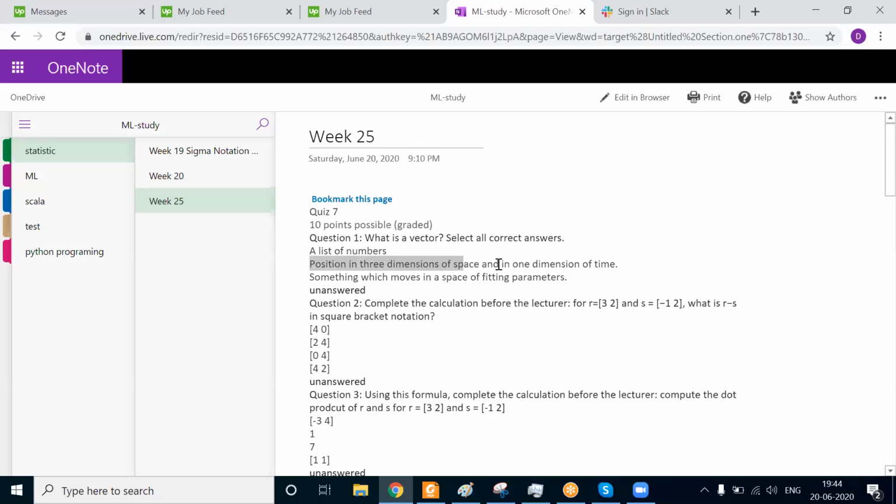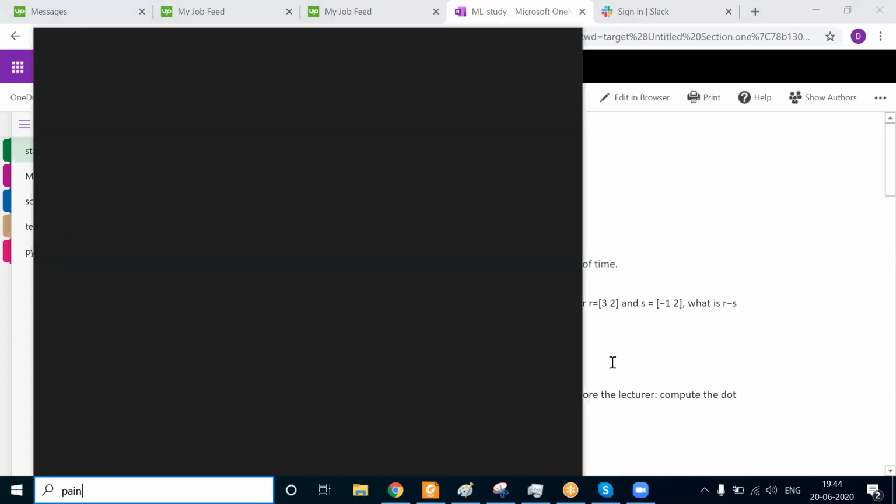List of numbers, position in the three-dimensional space and in one-dimension time, and something which moves in space with the fitting parameters. Okay, so I will just open Paint here.